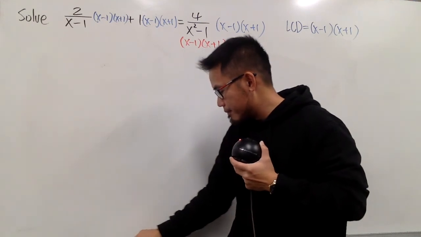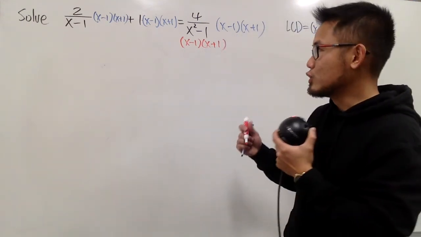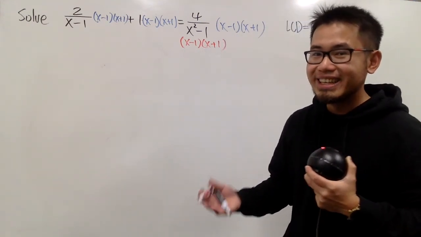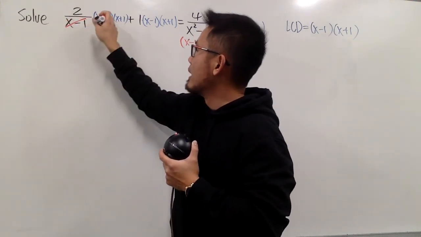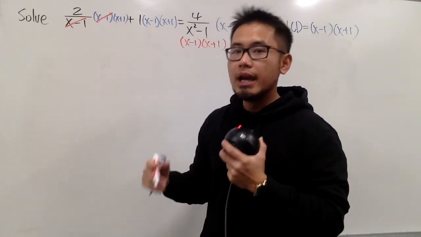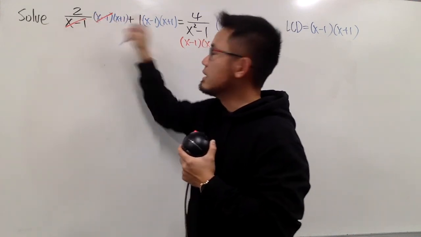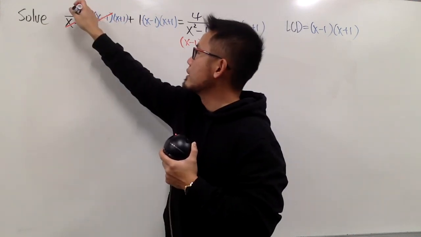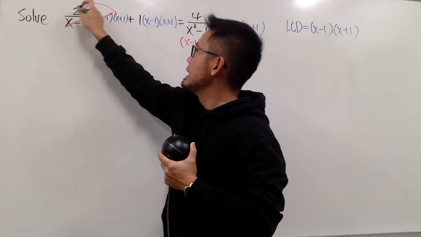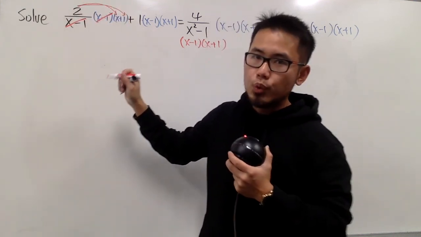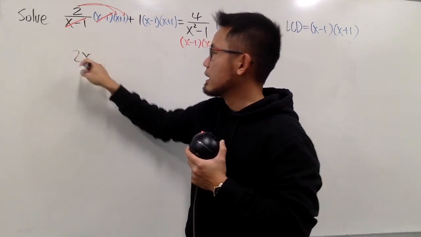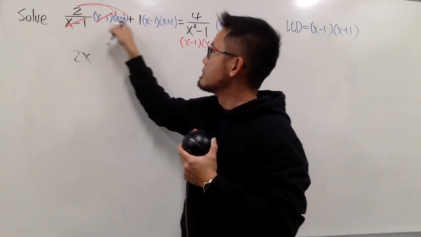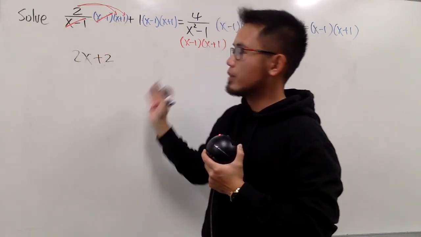And now, we should be having a lot of cancellations. For example, for the first one, we see that the x minus 1 cancel each other out. And then, we just have the 2 times this, right? And be sure you multiply the 2 in. So we will have 2 times x, that's of course just 2x. And then 2 times 1, we have plus 2, okay?